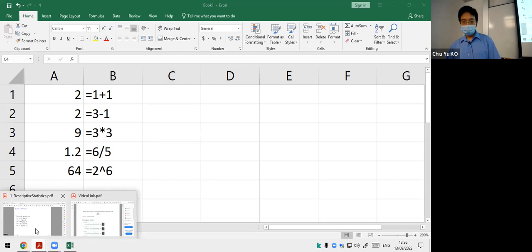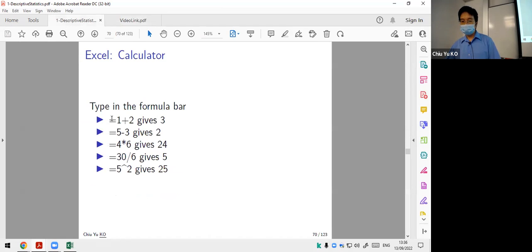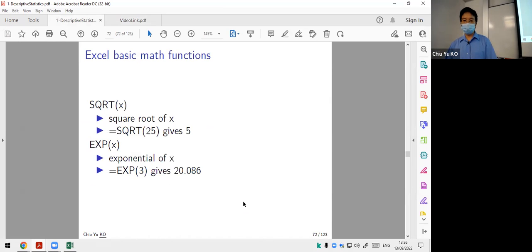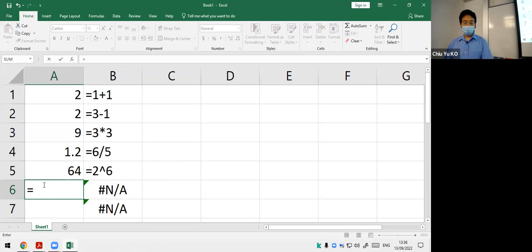Okay. So we are basically done with all this, right? Plus, minus, times, division, and raised to the power. And this is what we have here. This is the formula text here. This is how we do the calculation. And we learn square root and exponential. What we learn here, square root and exponential, is what we call a function. And in Excel, just this simplification is not enough.